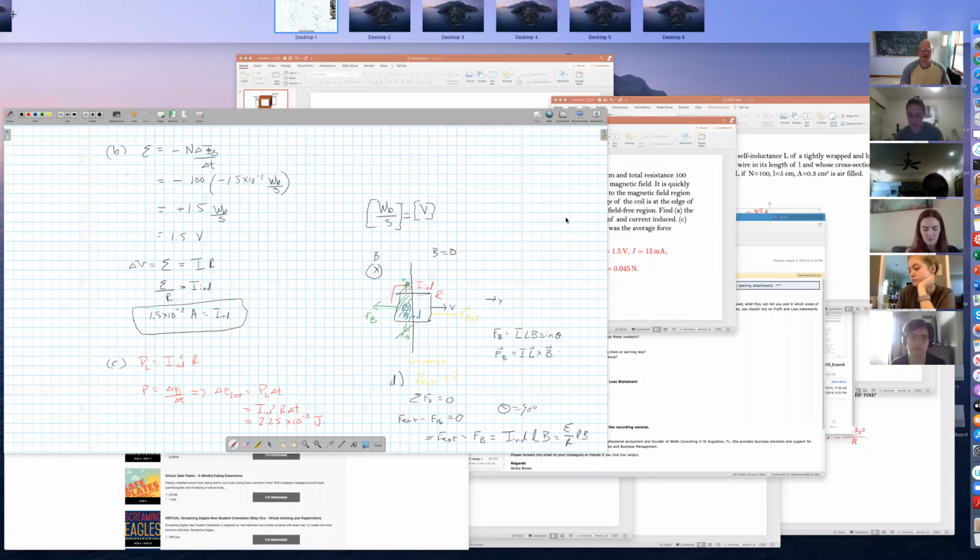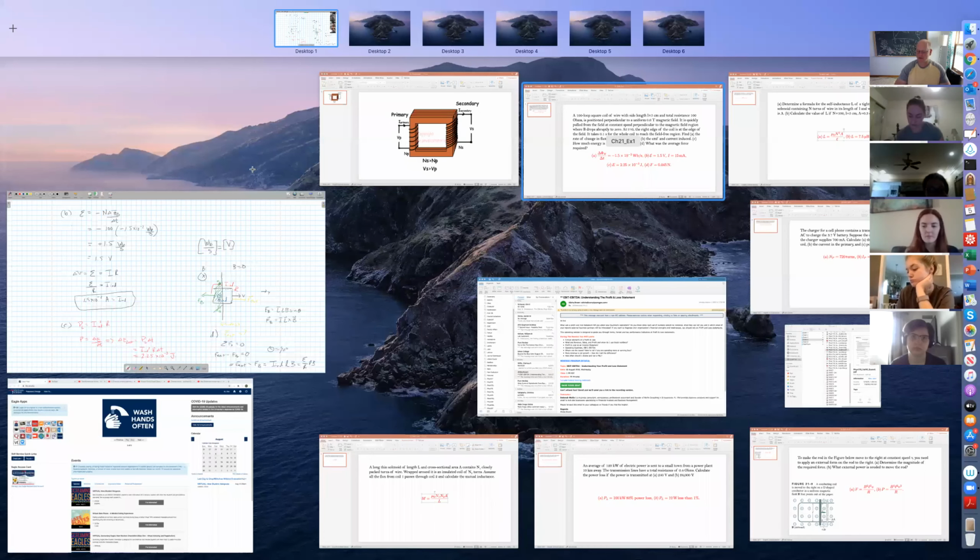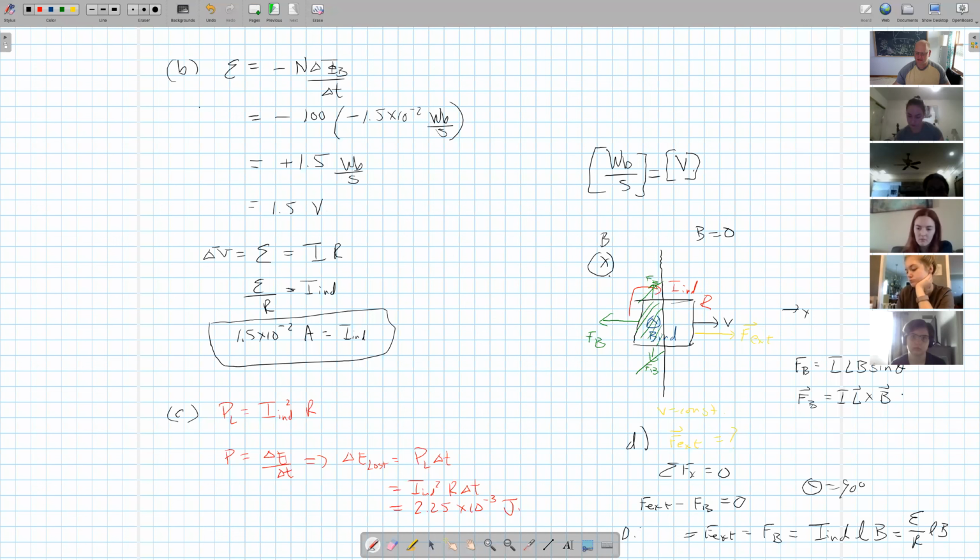Look at my numbers. What I find in this case is that it works out to be about 0.5 newtons. So this is the external force required to move this thing at constant speed. Again, the idea here is that once I'm moving it and the flux is changing, I'm creating a current. That current then creates a force, and I have to counteract that force because it acts as a drag force. So this force is in the opposite direction of its motion, so I have to put in an external force to make sure that this thing keeps moving.